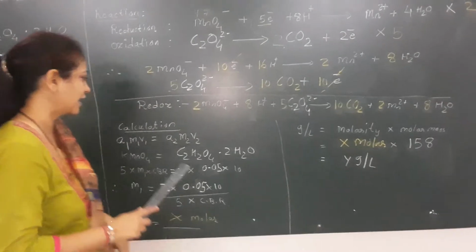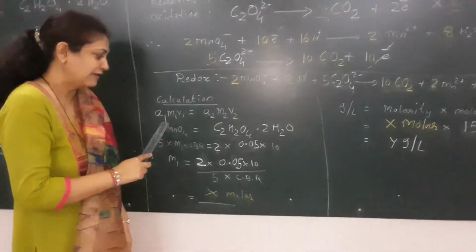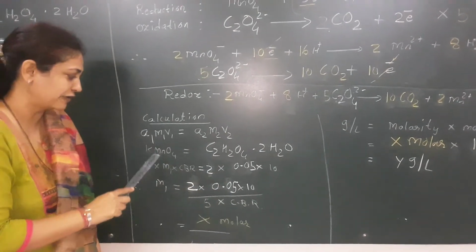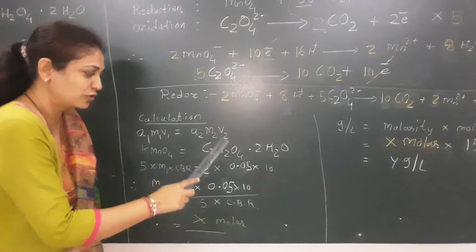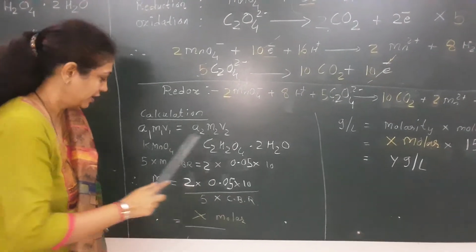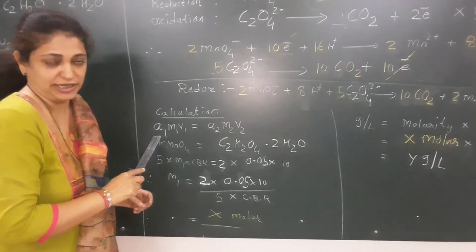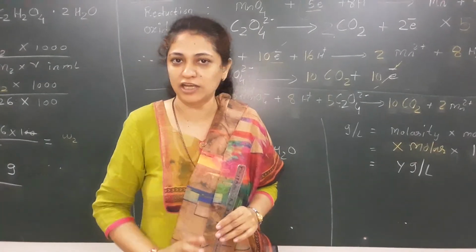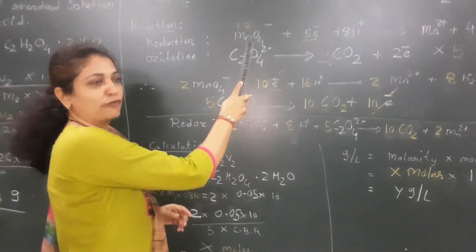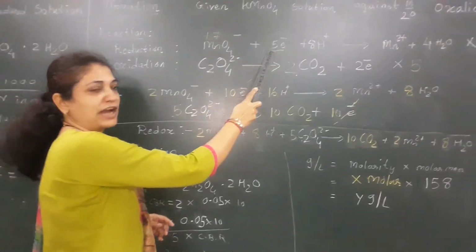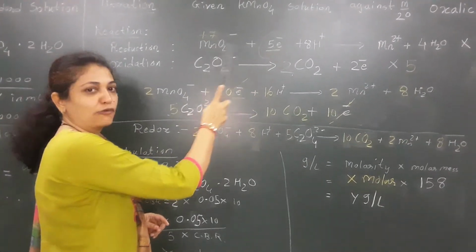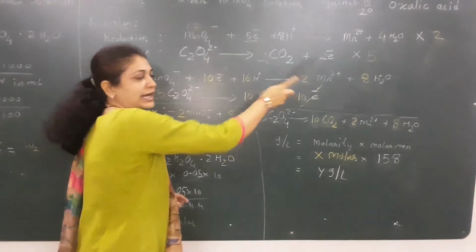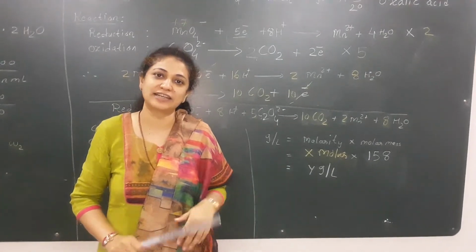So after you get CBR, this is the formula: A1M1V1 is equal to A2M2V2. A1M1V1 I have written for KMnO4. A2M2V2 I have written for oxalic acid. A stands for activity, and activity means the number of electrons lost or gained by one molecular species. So if I see MnO4, one molecular species gains 5 electrons. So the activity of KMnO4 is 5. If I examine oxalic acid, one oxalate ion loses 2 electrons. So the activity of oxalic acid is 2.